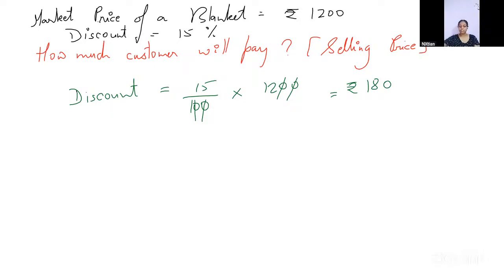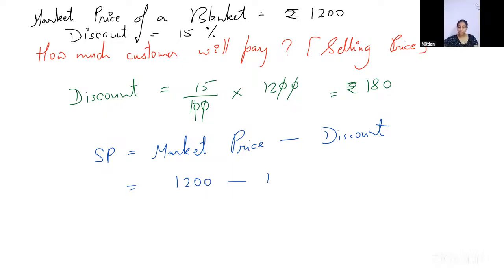Okay, 180. Now we will calculate the selling price. Selling price equals market price minus discount. Market price is how much? 1200 minus discount, which is 180. Subtract, we will get 1020 rupees. So this is my selling price. This is what the customer will pay: 1020 rupees.